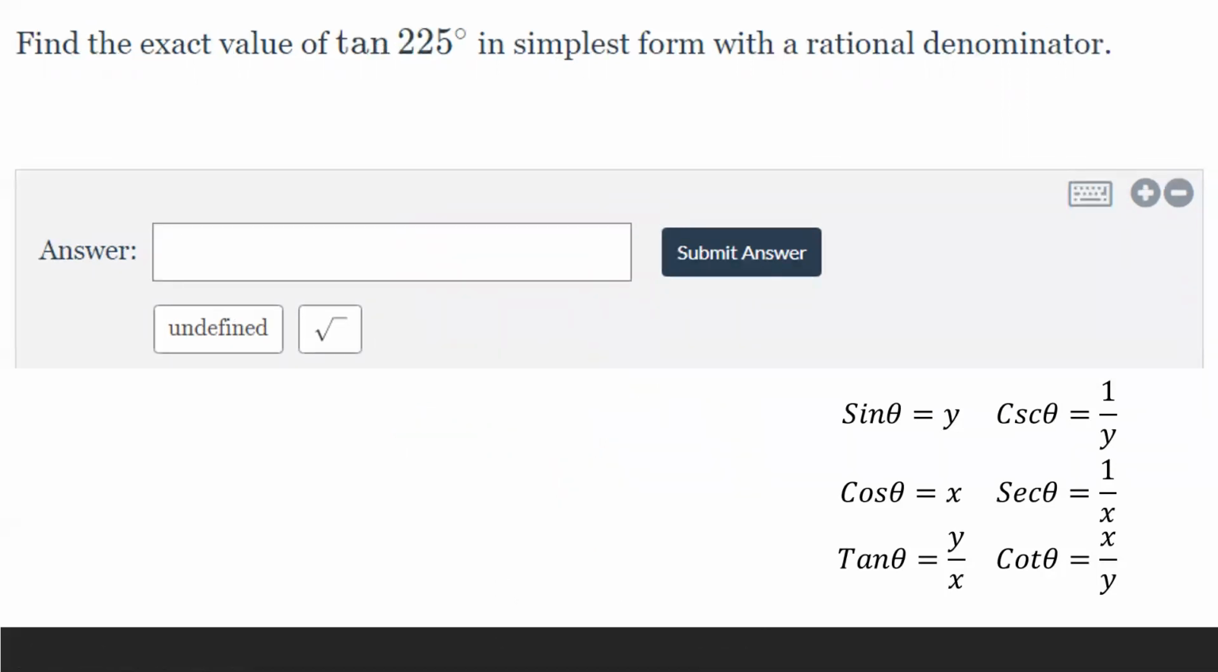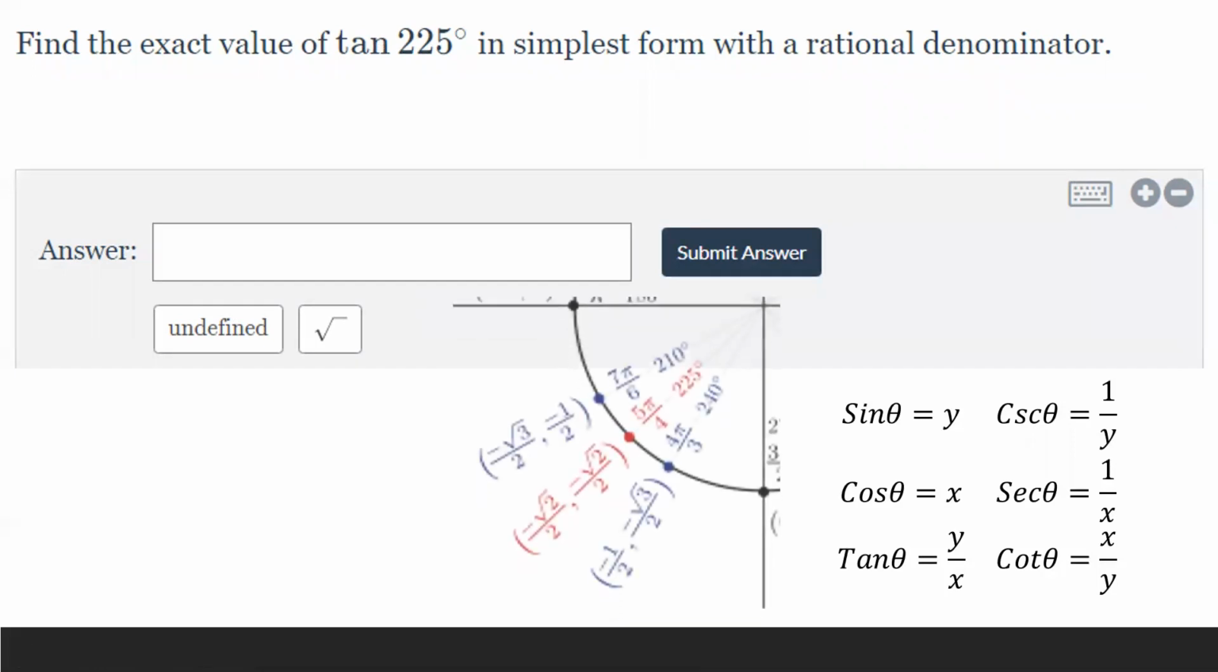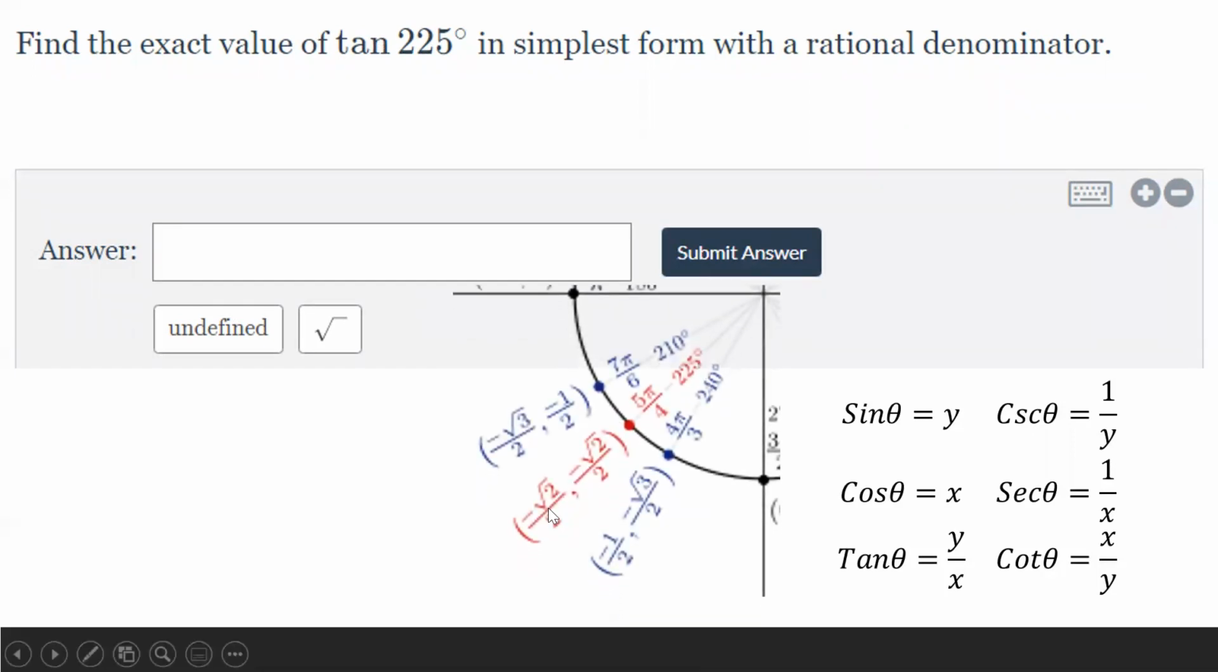Right? Try tangent of 225. Pause the video and try this example. Right? 225, boom. Negative radical 2 over 2, negative radical 2 over 2. Tangent is y over x, but if you divide anything by itself, it's going to be 1. Boom. Okay. So those are your easy examples.